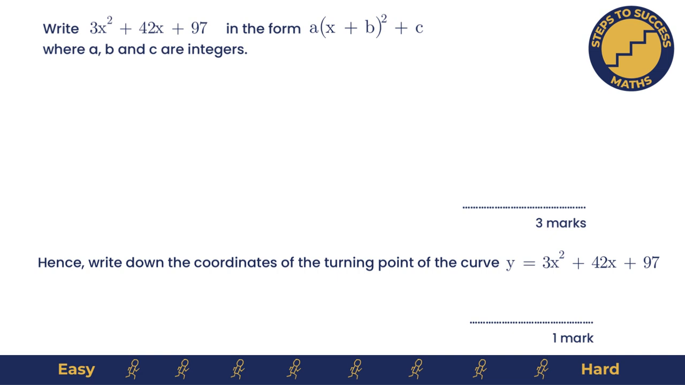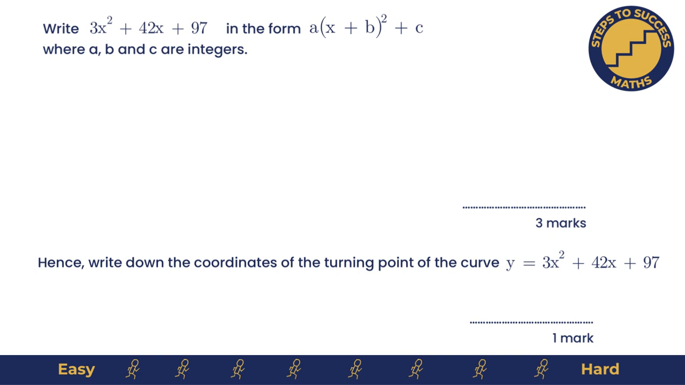Write 3x squared plus 42x plus 97 in the form a bracket x plus b squared plus c, where a, b and c are integers. Okay, so this is completing the square, but we're going to start by taking out a factor. Now look at the form it wants it given in. We're not interested in the plus c at the end, so we can ignore plus 97 to start with.